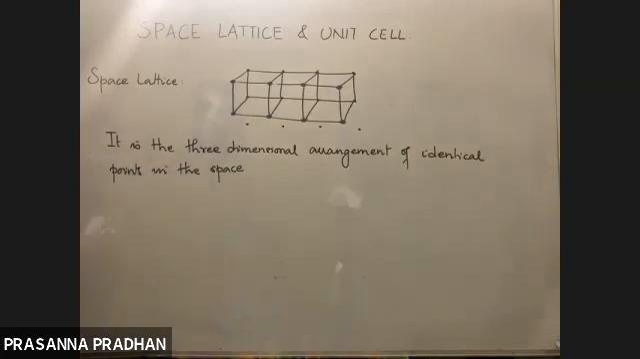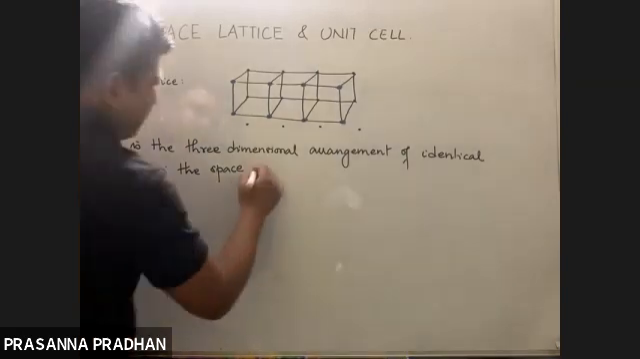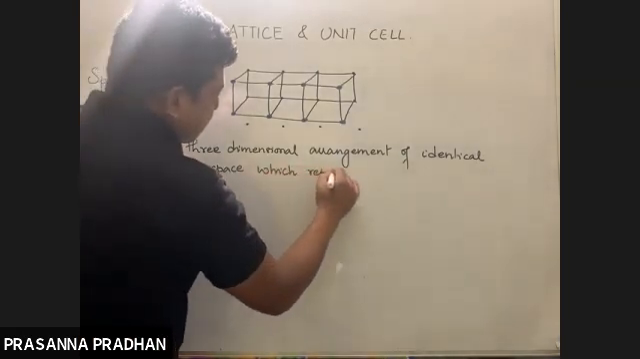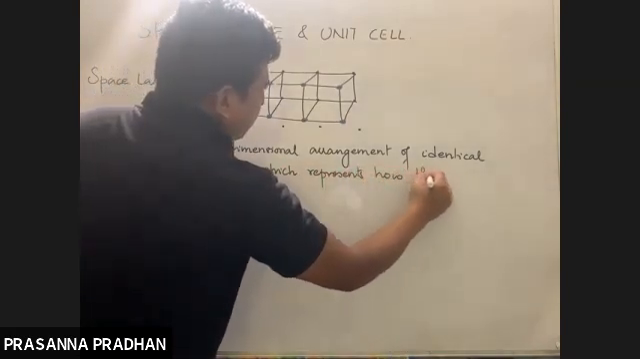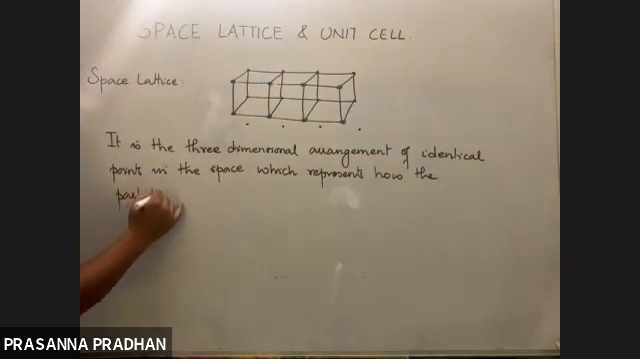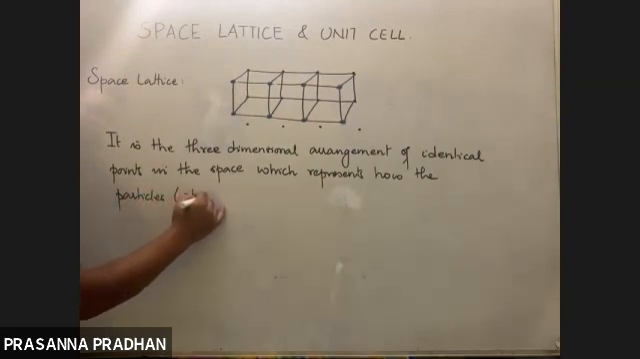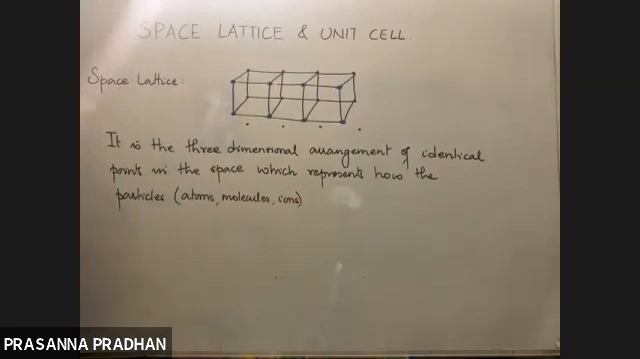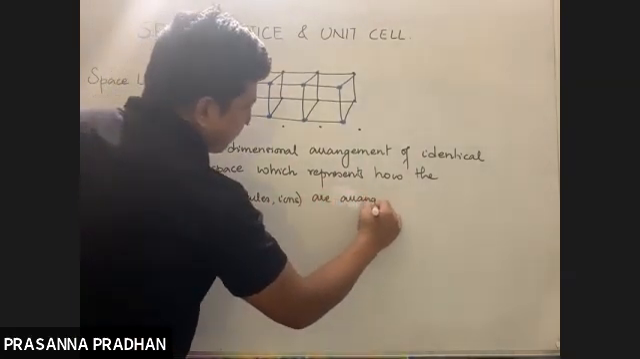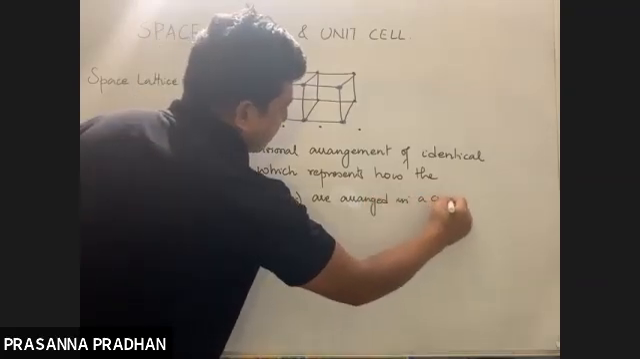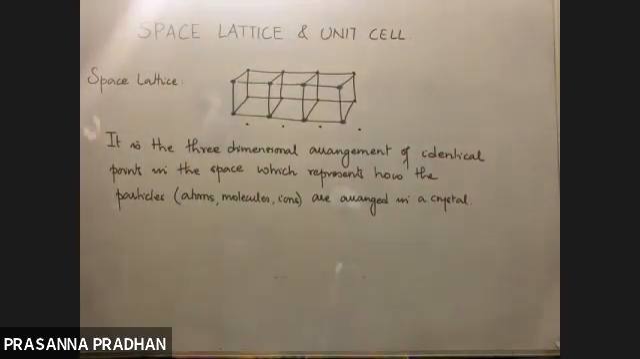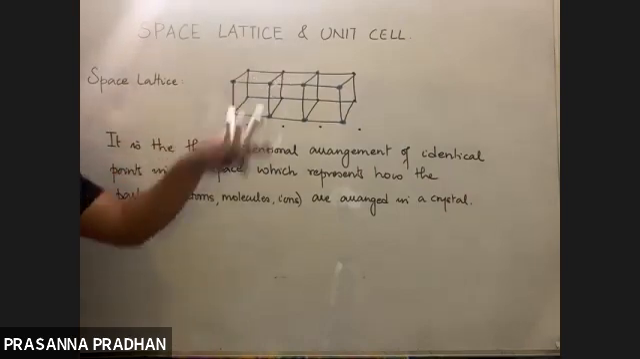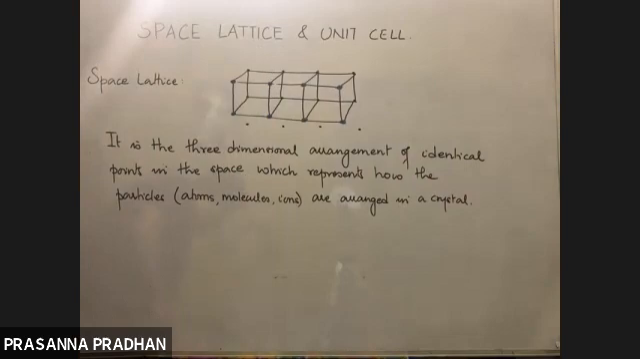It is a 3-dimensional arrangement of identical points in the space, which represents how the particles, what do you mean a particle? It can be, I have been telling you, it can be atoms also, it can be molecules also, it can be ions. It represents how the particles are arranged in a crystal. These are known as a space lattice.